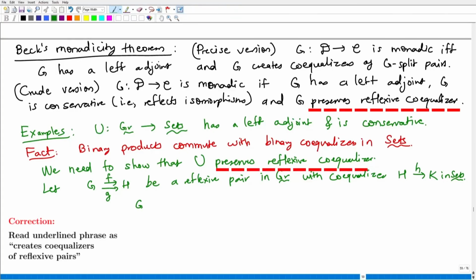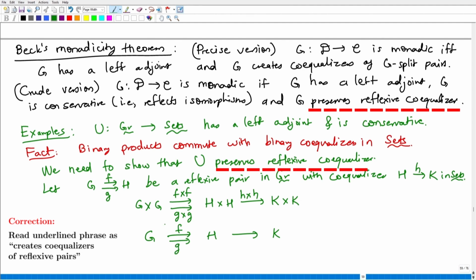So now observe the diagram that I am creating: H cross H and then K cross K. Everything is happening component-wise: F cross F, G cross G, H cross H over here, little h cross h. But at the bottom level, I also have the original diagram, and from G cross G to G, what do I have? The multiplication map for group G. Then from here, I have the multiplication map for H. But K, I don't know yet whether K is a group or not. I said it's a reflexive pair and we are supposed to take its coequalizer in the category of sets.